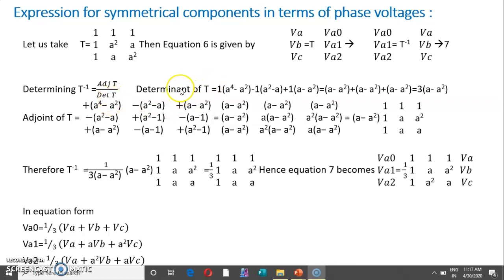First we have to find the determinant. The determinant of a matrix is found by closing this row: 1 into a raised to 4 minus a into a square we have written. Next, minus 1 into a square as it is, minus a we have maintained, and 1 into a minus a square we have done. So a raised to 4 equals a, which I have already discussed, and I have changed it. In this I will take minus common, and it will become plus, so we have plus a minus a square. This we keep as it is. So the sum of all these will become 3 times a minus a square.